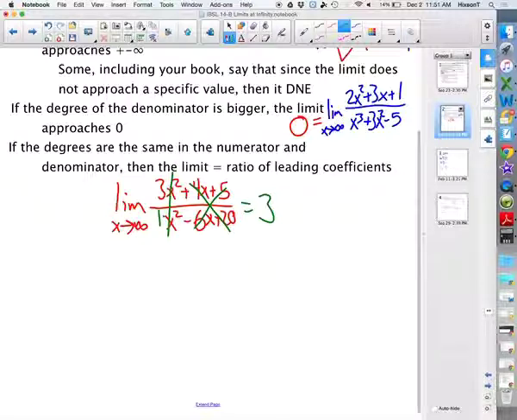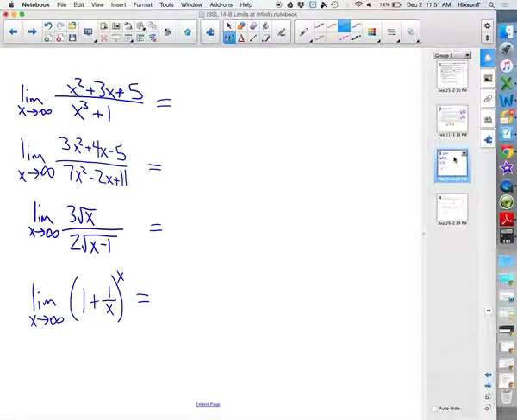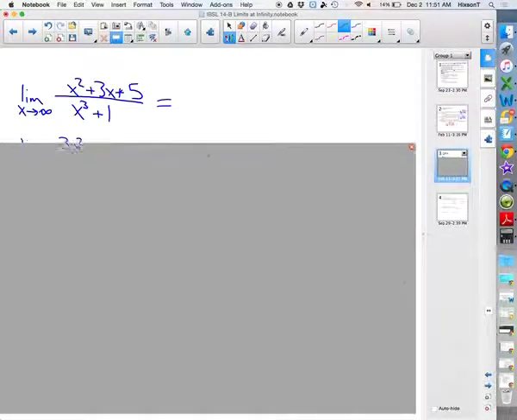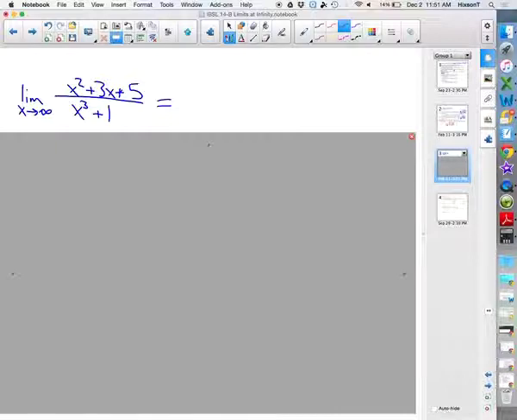So let's run through a couple, and we're actually going to use some of the theorems that we looked at yesterday as we do these. Some will just use these rules straight away, and some will use some of the rules or theorems we learned yesterday. This one, what would our limit as x approaches infinity equal? 0. Bigger on bottom, it's going to approach 0.